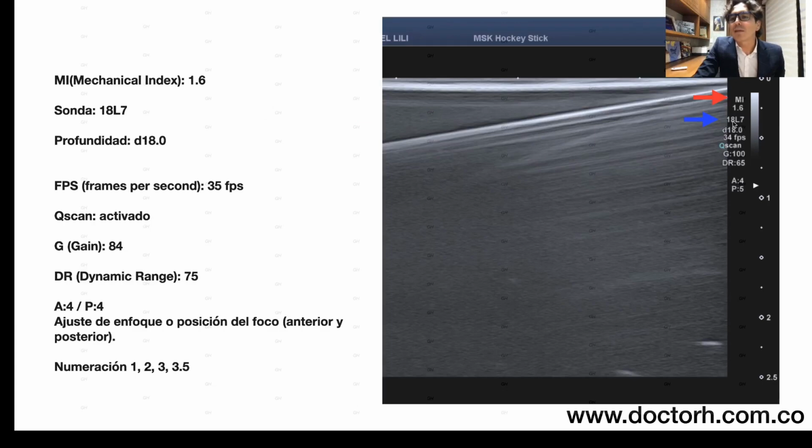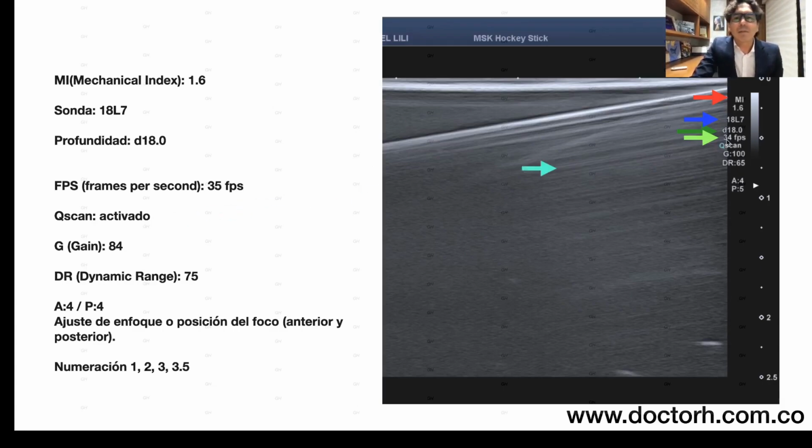The second element we can evaluate on our dashboard talks about the probe. It says we have a linear probe that ranges from 7 to 18. This is the probe we're using for this example. If we change the probe, this parameter will also change. The depth is marked with the letter D, and the respective information is also here. This is the number of frames per second being formed on the machine. In this case, 34 or 35 is basically what the screen shows.